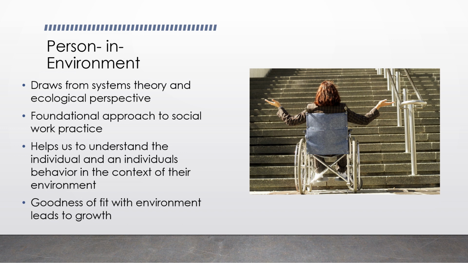However, if they live in an environment that isn't a good fit, as you can see in the picture here, this might mean that there are stairs and no ramps, no elevators. They can't get into buildings. They can't use buildings, for example, places of employment. And this could be anything, not just these more concrete examples of stairs versus ramps.